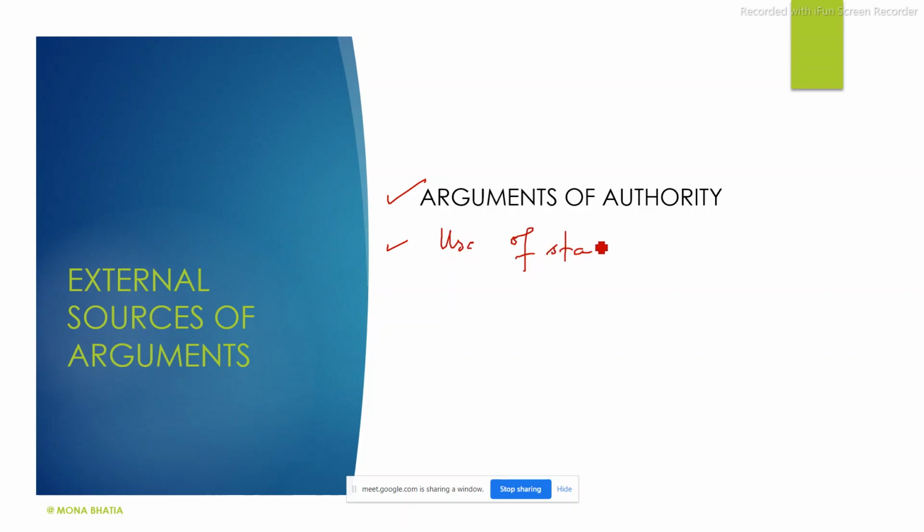Sometimes, from an external source, we use statistics, meaning numbers and figures, to prove our point. So an argument can be made forceful by using authentic statistics, which can lend a persuasive appeal to your argument. If you present facts and figures, we tend to believe them the most. Figures do not lie, right? Figures do not lie, pictures do not lie. Sometimes we try to present pictures as proofs. So we give those types of arguments.